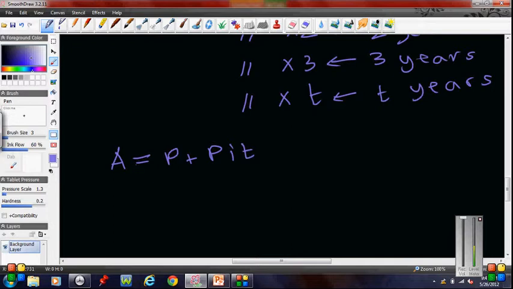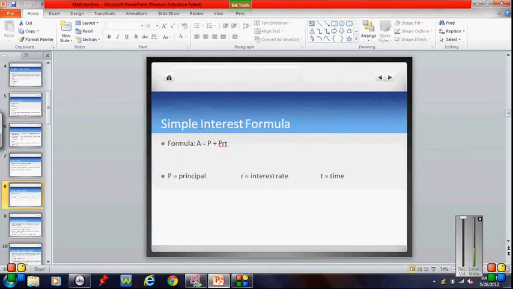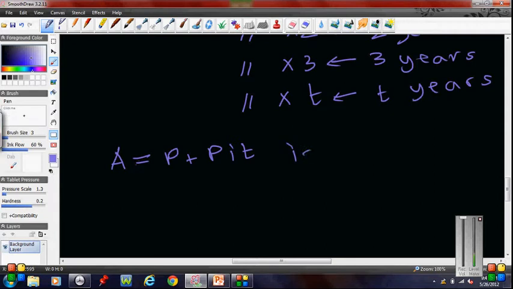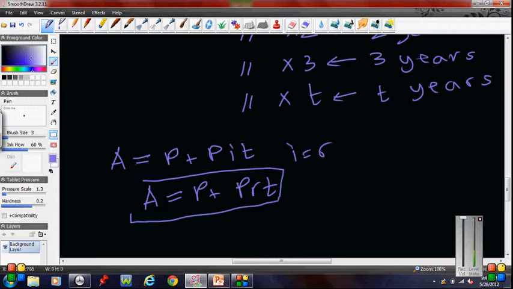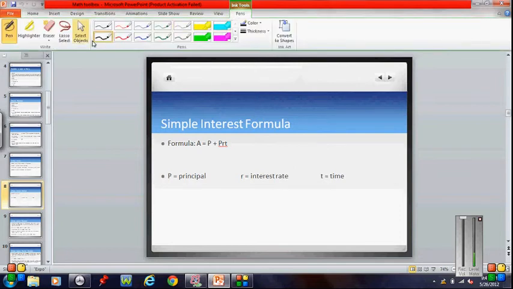Okay, so now let's go back to the PowerPoint and look at what we had here. We had the simple interest formula: P plus PRT. So we used a different variable than what was supposed to be used. Let's say that I is equal to R, and then the formula is A is equal to P plus PRT. But if you look at it, it's the same formula, right? So you can see how easy it is to find simple interest. It's not that hard. You have your principal, your interest rate, and your time. That's it. You don't need anything else.